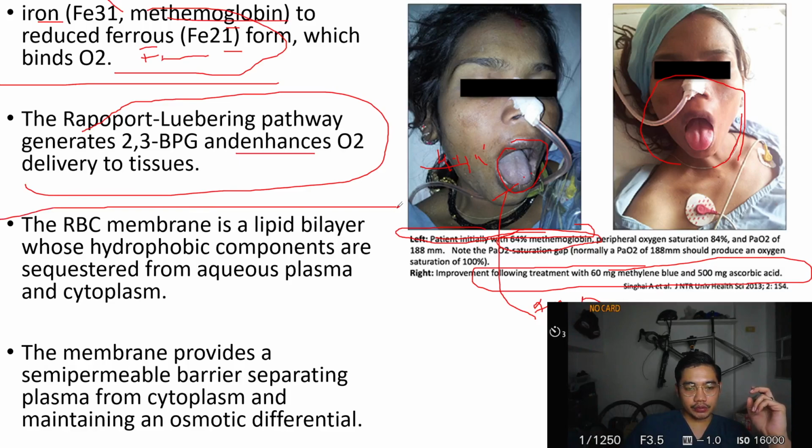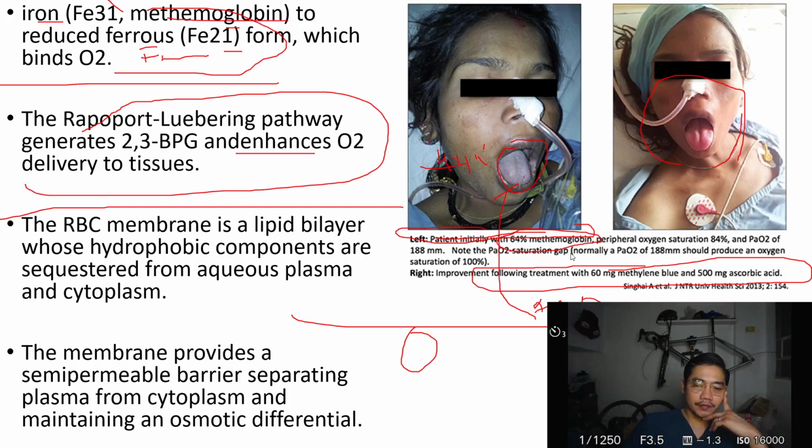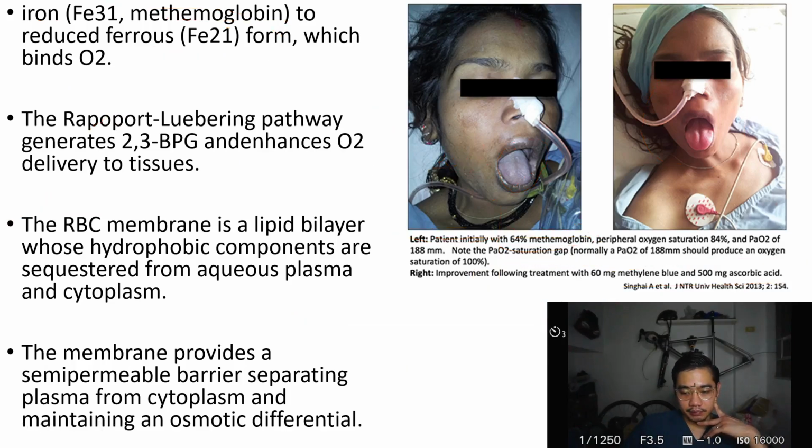Now we're gonna go to the structure of your RBC. The RBC membrane is a lipid bilayer, no? So meaning, what lipid bilayer? It's not just a lipid bilayer, it's a phospholipid bilayer, which is a better term for me because you're gonna remember it more. So what are phospholipids? Phospholipids are just lipids with a phosphate group, no?